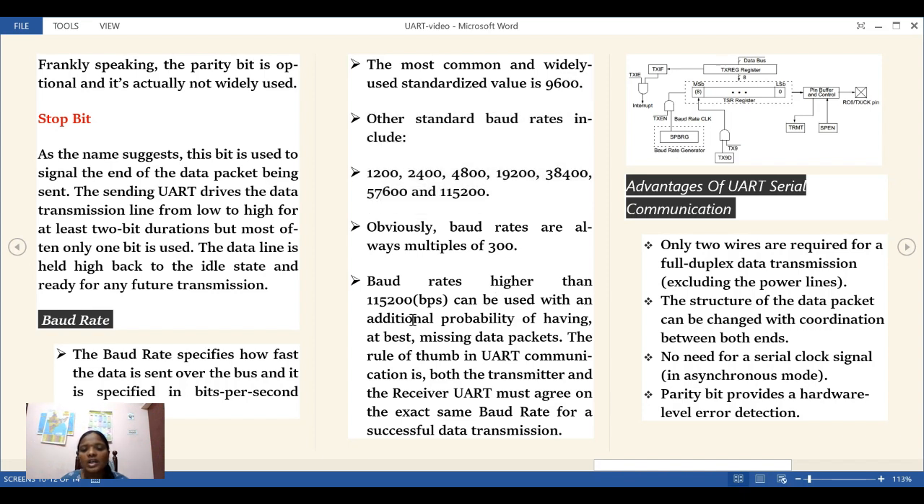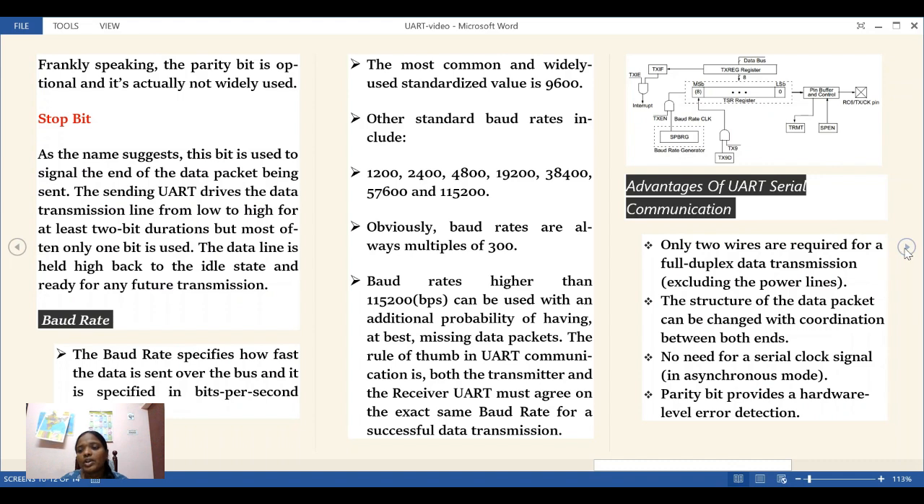Baud rates higher than this, such as double, 115200 bits per second, can be used with an additional probability of missing data packets. So the rule of thumb of UART communication is that both the receiver and the transmitter UART must agree on the same exact baud rate for a successful data transmission. Here we can see a block diagram. This is the UART transmitter block diagram. The receiver block diagram will be just the vice versa of this.